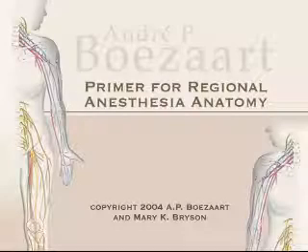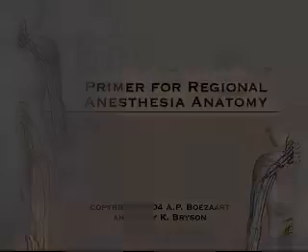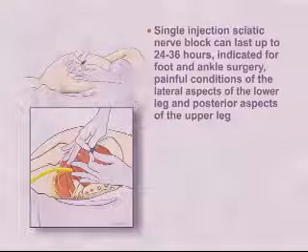Before studying the subgluteal approach to the sciatic nerve, it is advisable to study the appropriate essential anatomy as outlined in the Primer of Regional Anesthesia Anatomy. The single injection sciatic nerve block can last up to 24 to 36 hours and is indicated for foot and ankle surgery and painful conditions of the lateral aspects of the lower leg and posterior aspects of the upper leg.